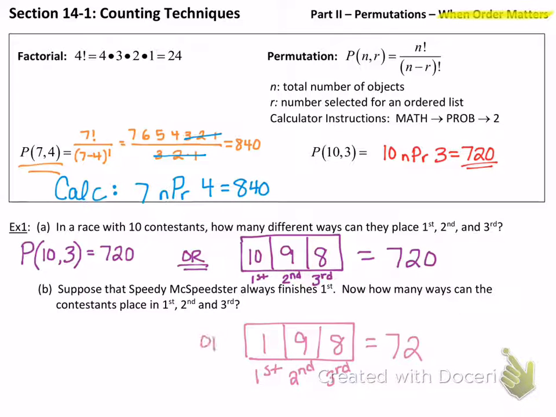Now, if we did the permutation, then we only choose these 2 spots, and we only have 9 people to choose from. So that would translate into a permutation of 9 choosing 2. And if you plug that in your calculator, you get 72.